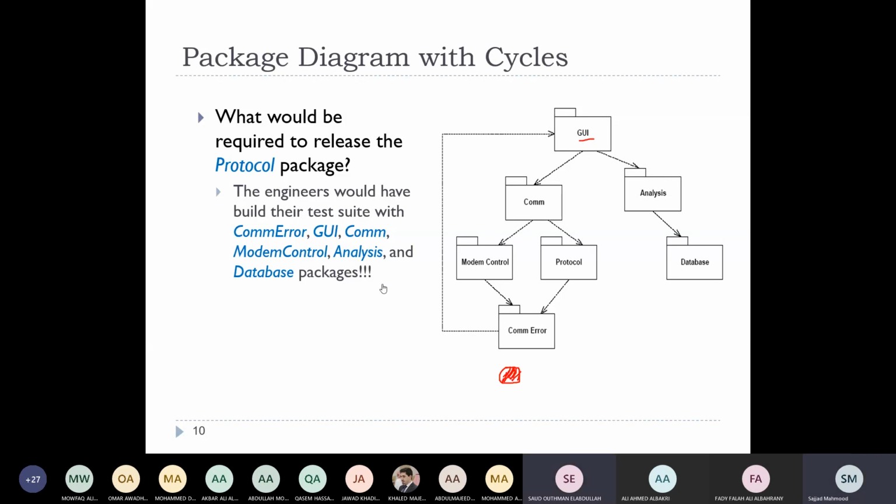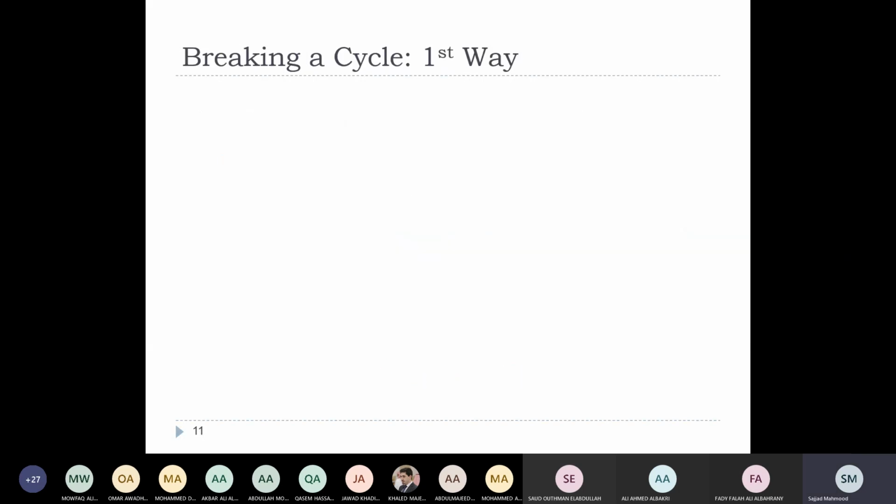Maybe take this class and make another package and make a dependency between GUI and the common error to this package. Maybe. Absolutely. Why not? All right. Anybody else would like to share some thoughts on this? Okay, so let's look at some examples.